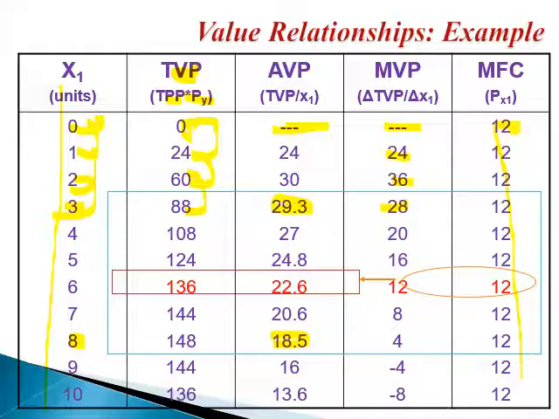The rule tells you to use the level of the variable input at which MVP of the variable input is equal to the unit price of the variable input. And the question is, does this equality have to be identical? Yeah, 12 equals 12, and the answer is no. You look at the two closest numbers to each other, the two closest MVP of X1 to MFC of X1.